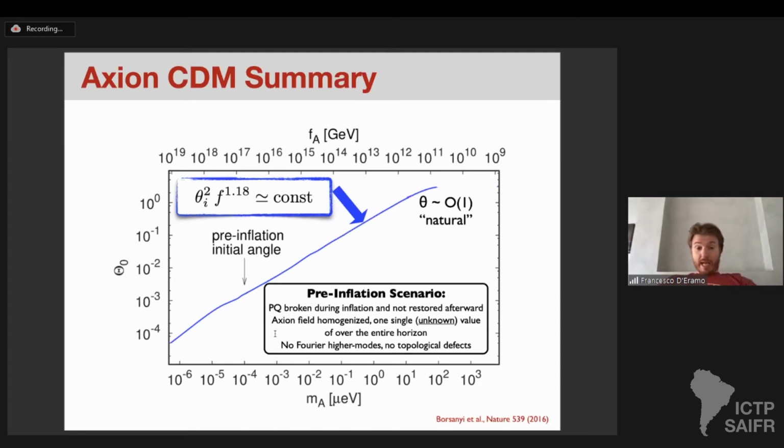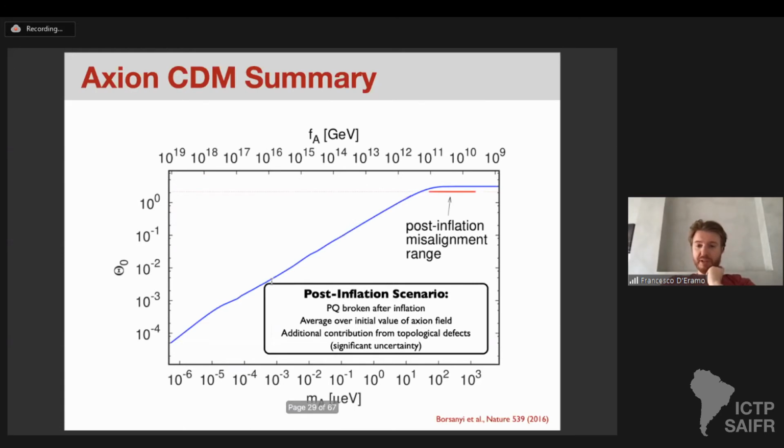You can find reasonable or less reasonable arguments to argue why this angle should be small, but in the pre-inflationary case, you have to live on this line, and you can go to large values of F. Okay. When you go to the post-inflationary situation, then there is a band, so there is no dependence on initial angle anymore because you average. But you see that you have a band for F. This is the result of the theoretical uncertainties that I was discussing before.